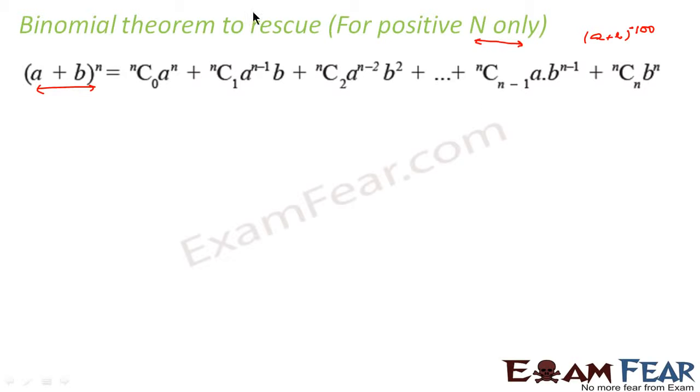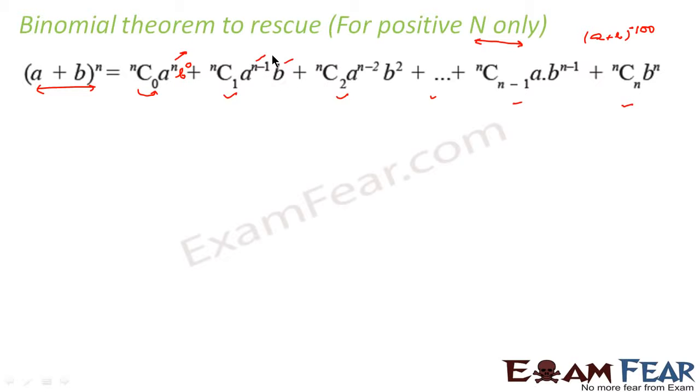So you notice there is a pattern here. The pattern is, start with nC0. This is nC0, this is nC1, this is nC2, this is nC3, nC4. It goes till nCn. That is the coefficient. And in the actual expression, it starts with a to the power n, and this is b to the power 0 actually. Then the power of a decreases and the power of b increases. For example, here the power of a was n, it becomes n minus 1, and here b was 0, it became 1.